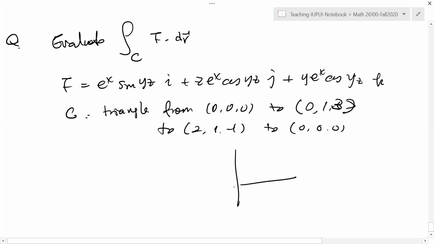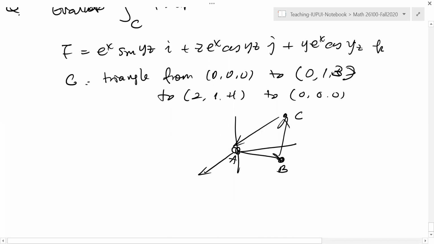So the starting point is here. Another point is 1 and 3 here. I'm going to change it to a positive. It's going to the top. So somewhere here, C. So it goes like that in space. But if you really want to evaluate this line integral along the 3 lines, it's very complicated.